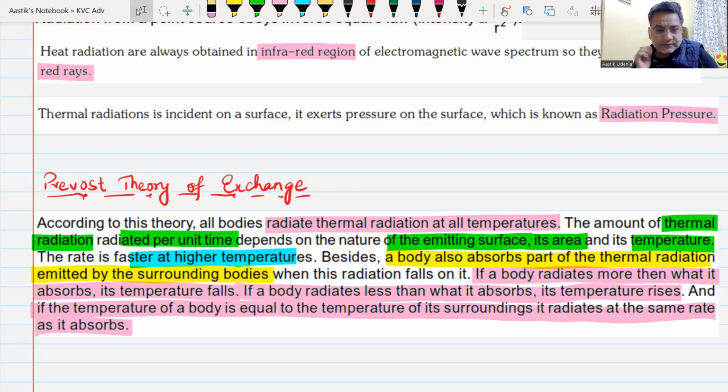What does that mean, if a body is emitting zero radiation? Sir, the temperature of the body should be less than absolute zero.